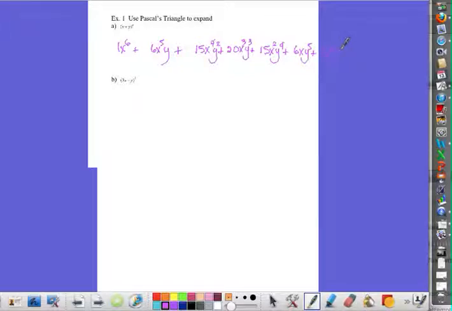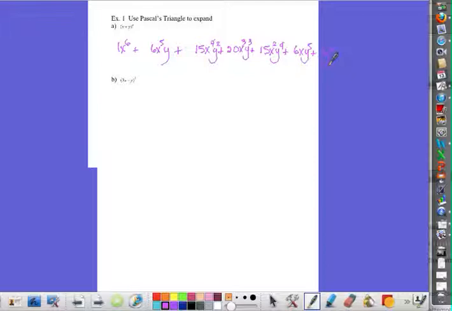All right, for letter A, did you get 1x to the 6th plus 6x to the 5th y plus 15x to the 4th y squared plus 20x cubed y cubed plus 15x squared y to the 4th plus 6xy to the 5th plus 1y to the 6th. Okay, pretty straightforward. Now, it's going to get just a little bit more complicated in letter B.